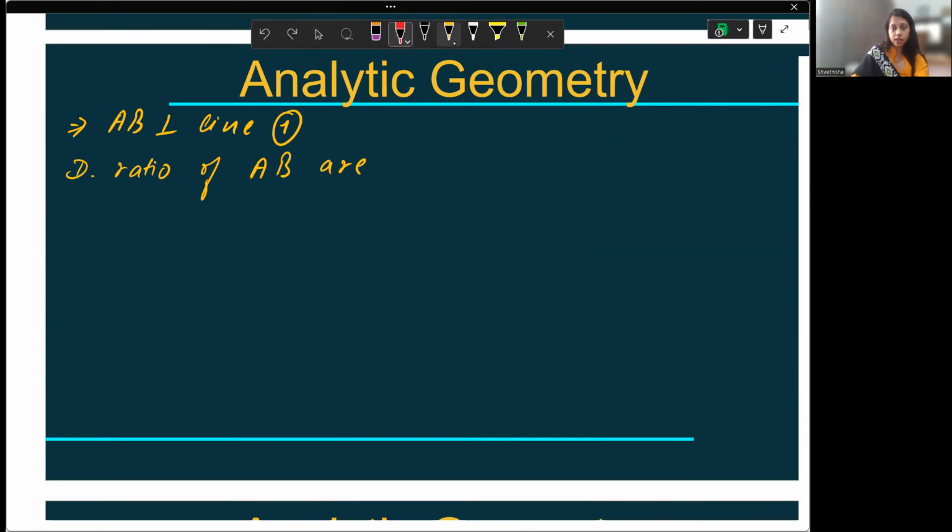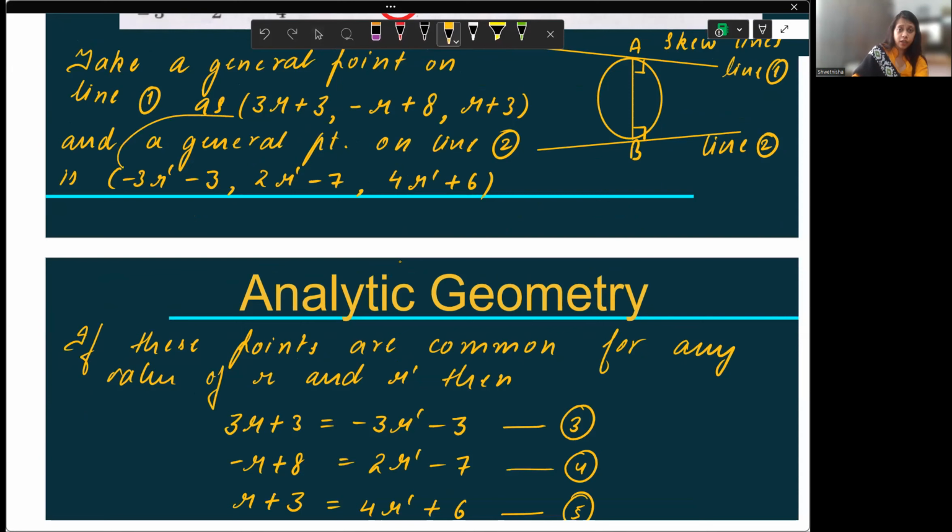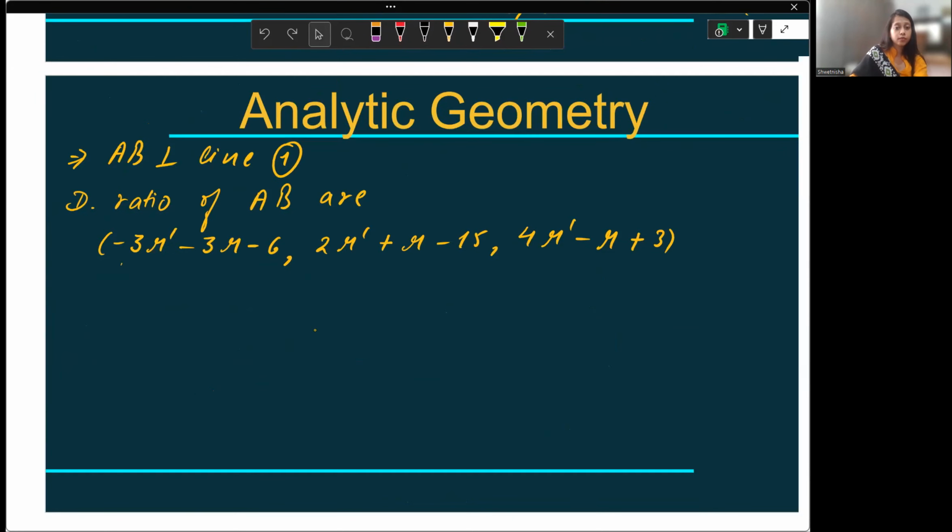So if I subtract, it becomes minus 3r dash minus 3r minus 6, 2r dash plus r minus 15, and 4r dash minus r plus 3. You can verify this from here. I have just done subtraction. See, it becomes minus 3r dash minus 3r and minus 3 minus 3. So that will become minus 6. And that's what I've written, minus 6. Similarly, you can verify these.